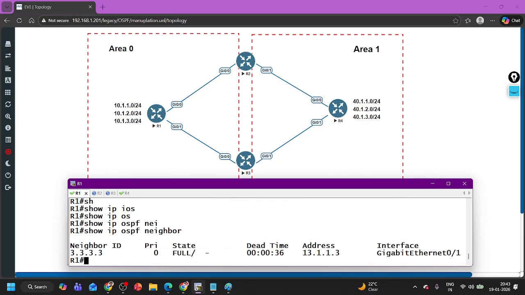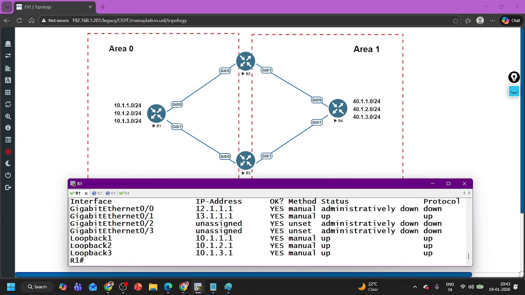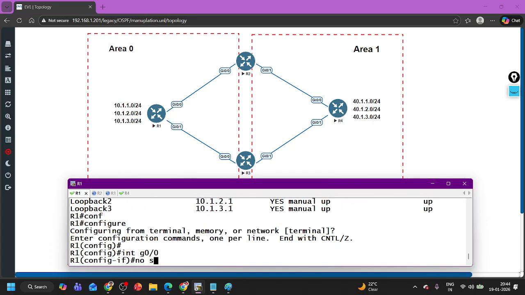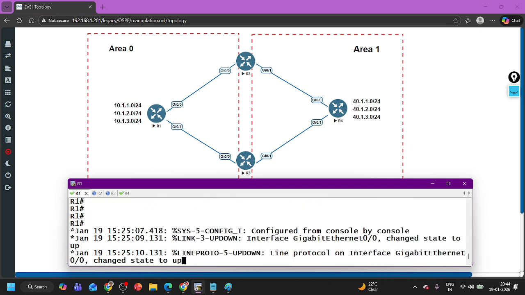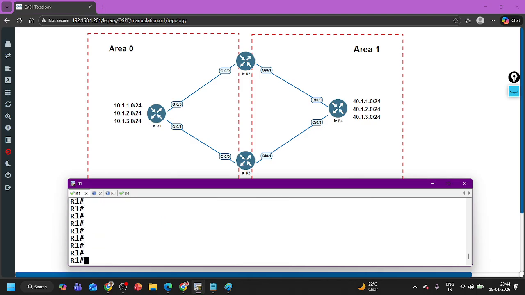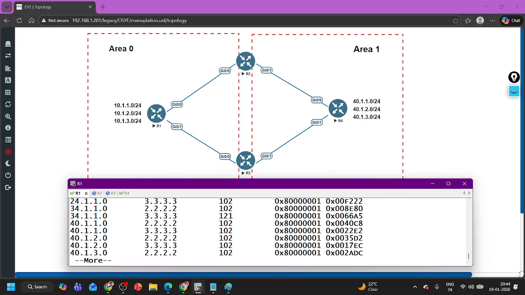So, show IP OSPF neighbor. We have a single neighbor, so show IP interface brief. The interface is down. On interface G0/0 say no shutdown. Now R2 will also advertise LSA 3. Neighborship is up. So show IP OSPF neighbor, then show IP OSPF database.